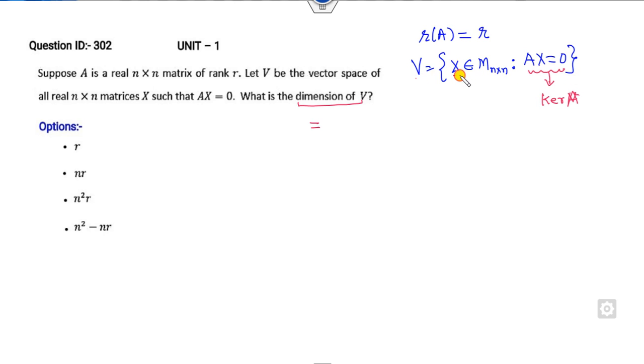Very simple. You have to find how many columns X has. So the number of columns you can write as n. Multiply by the dimension of the kernel. How can you find the dimension of the kernel? n minus the rank of the matrix A. What is the rank of the matrix A? It is R. So n square minus nR is the right answer of the problem.